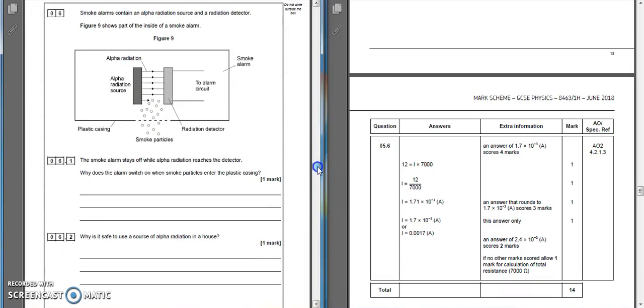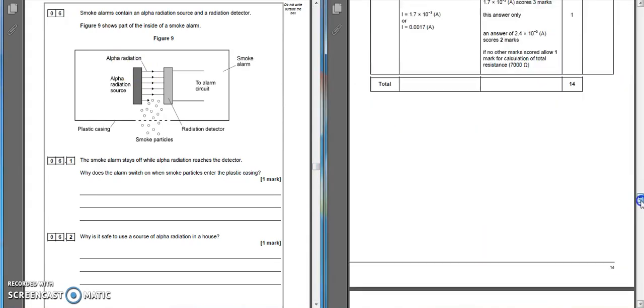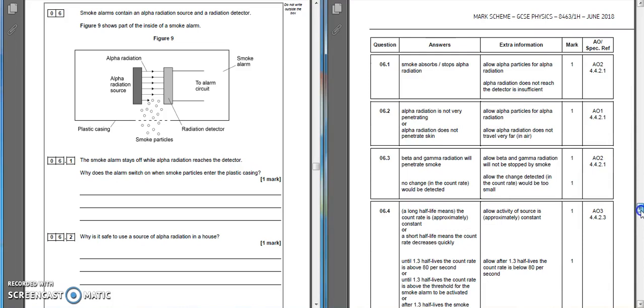Turning on for question 6. So, 6.1. Looking at smoke alarms, a specific use of radiation that we should be familiar with because it's in revision guides and one of our actual required elements to look at. Why does the alarm switch on when the smoke particles enter the plastic casing?